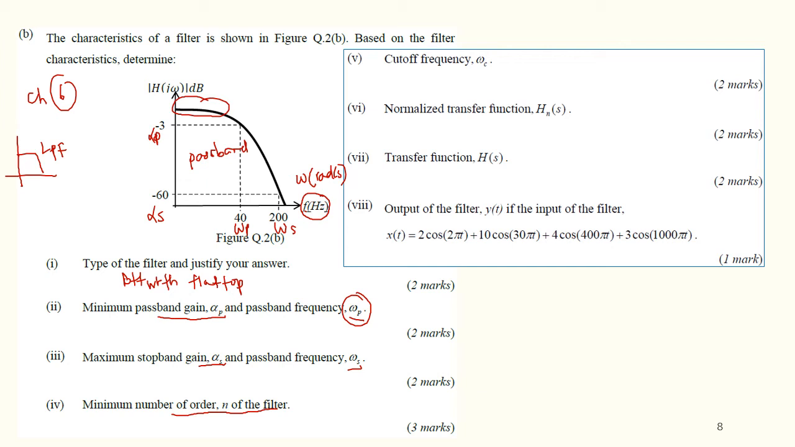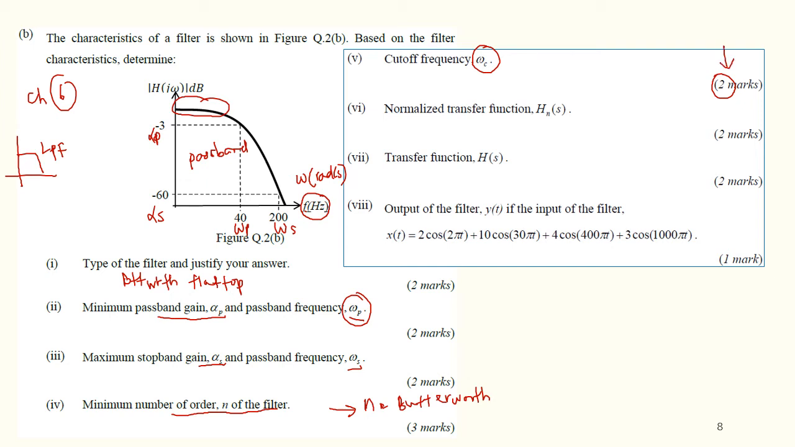You know it is Butterworth, so you need to refer to the appendix for filter characteristics. Refer to the equation for Butterworth. Okay, and then cutoff frequency. Obviously only 2 marks. Remember in chapter 6, deciding omega c for a Butterworth filter is a bit challenging, but only 2 marks are given here. Why? Because it's quite straightforward.